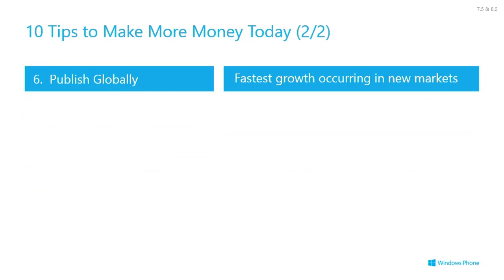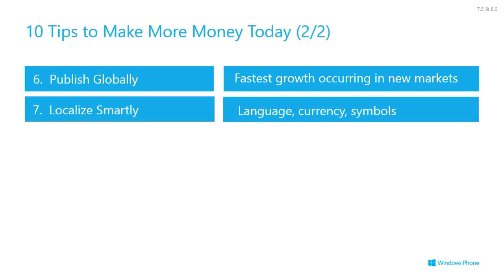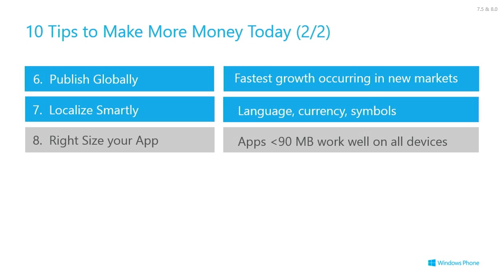And number 6, publish globally. We've got over 180 countries now where Windows Phone apps can be sold. So make sure you publish to as many of those countries as possible. Doesn't mean you have to ship in 180 languages, but do also think of localizing for different countries, because if you can offer a local language version, your app could be number 1 in a certain territory, even if it is not doing quite so well in others. So that's a really good way of getting good attention for your app.